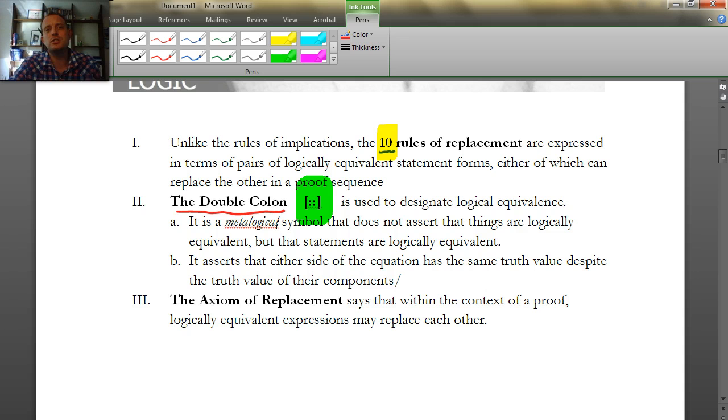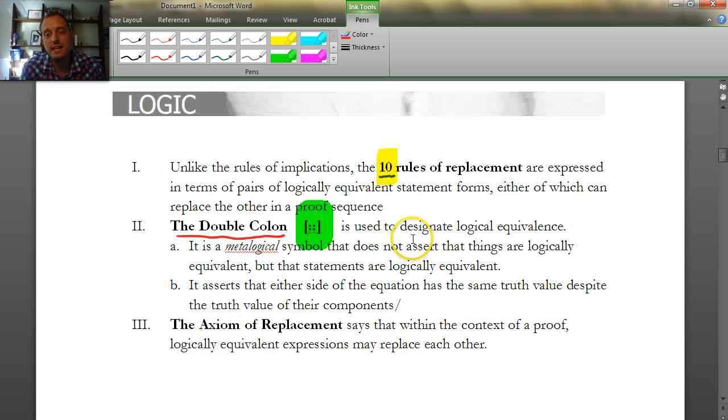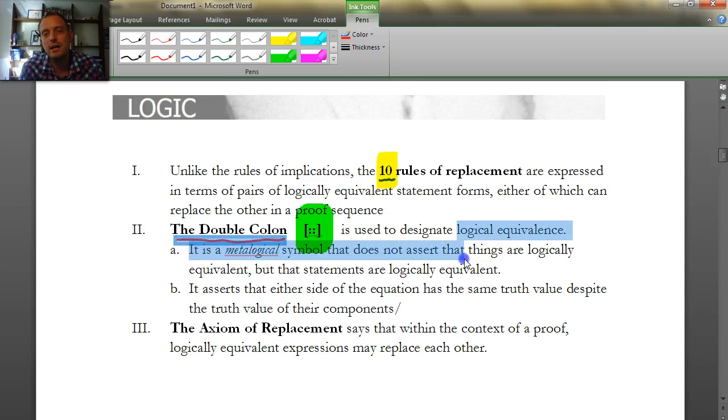And that's an important feature because obviously in ordinary language when we translate it, even though the forms of statements may be logically equivalent, the things that our statements refer to may not be logically equivalent. But ultimately, in order to conduct proof, we don't have to worry about things. We're worried about statements, okay? And then finally, the double colon asserts that either side of the equation has the same truth value despite the truth value of the components, okay?